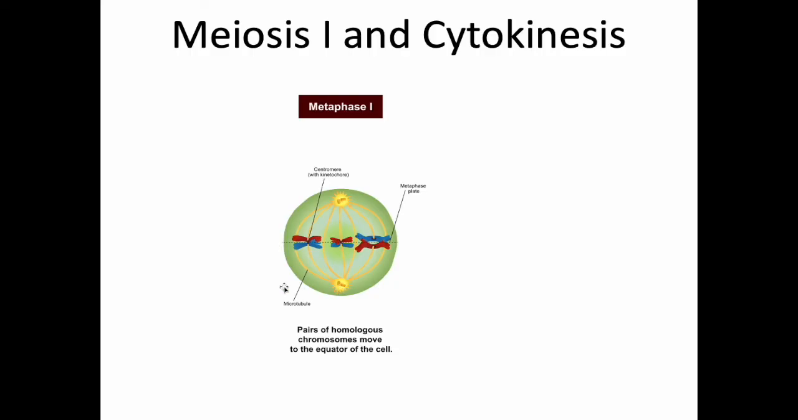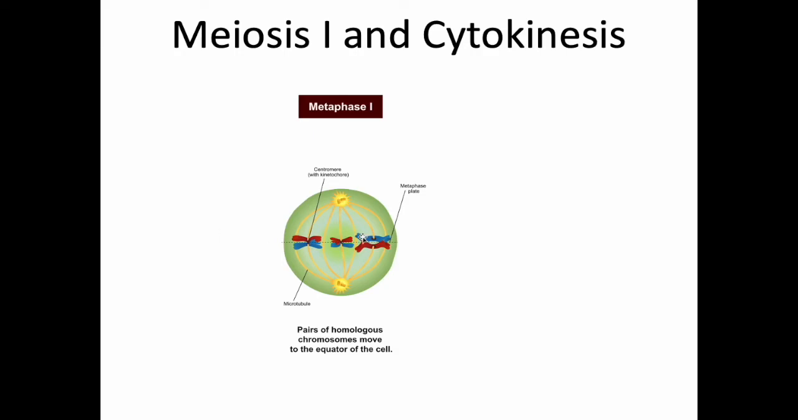So it does matter which way they line up, which way they are facing. So how do we make sure that each daughter cell gets about the same amount of red and blue? How do we ensure an equal distribution of these different homologs? Well, the answer is we don't. It's completely random which way they are facing.